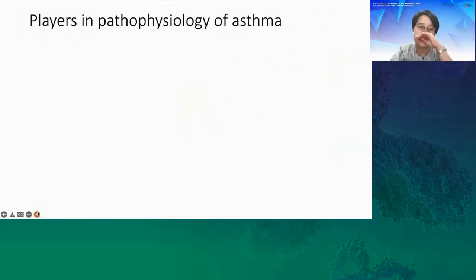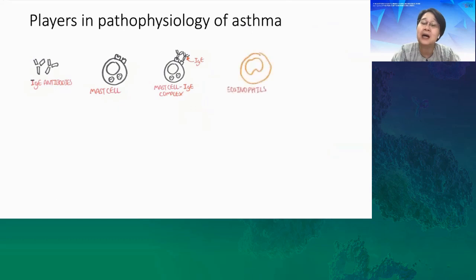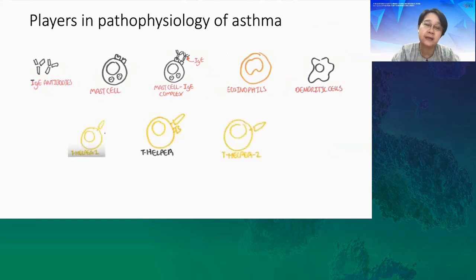So what are the players in the pathophysiology of asthma? There are the IgE antibodies, there are the mast cells, and together the mast cell IgE complex actually produces a lot of problems, right? Other important players are eosinophils and dendritic cells. Of course, we cannot forget the T helper cells, and they are divided into Th1 and Th2 helper cells. The Th1 helper cells are normally found in the lungs, and they promote inflammation by cell-mediated immunity.